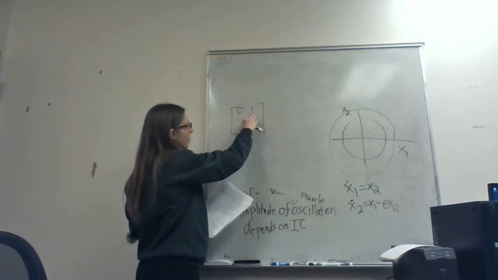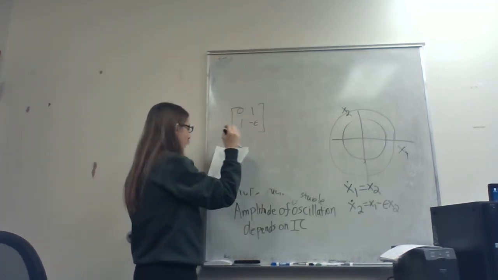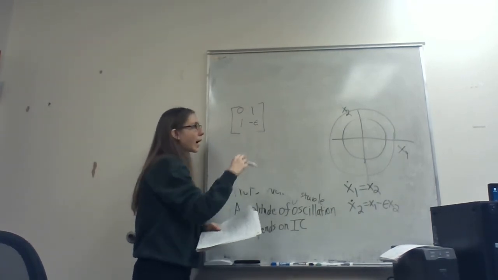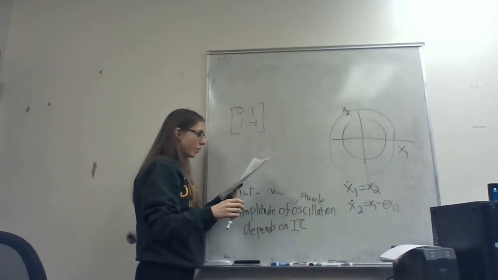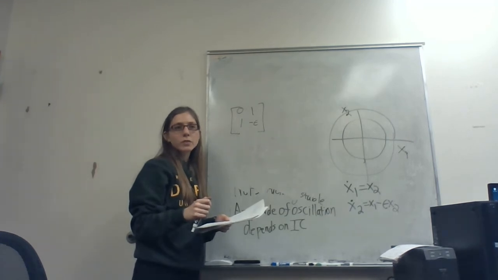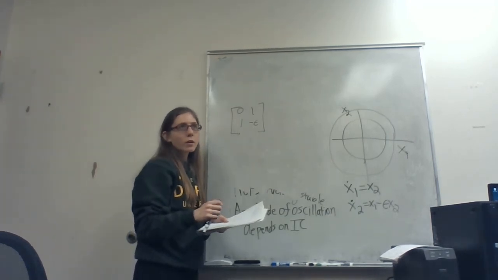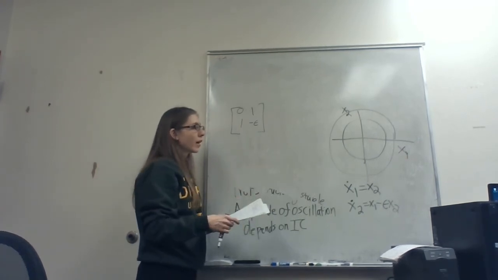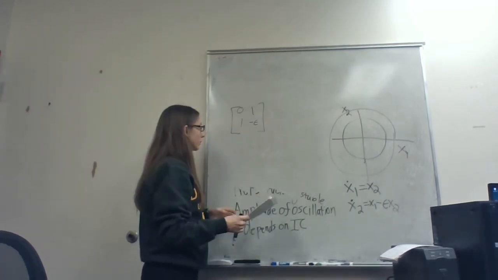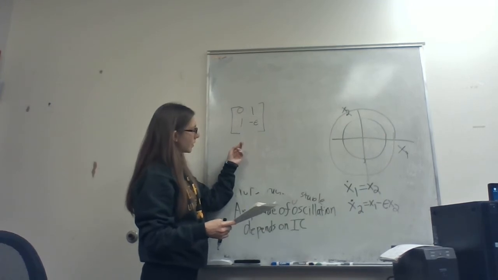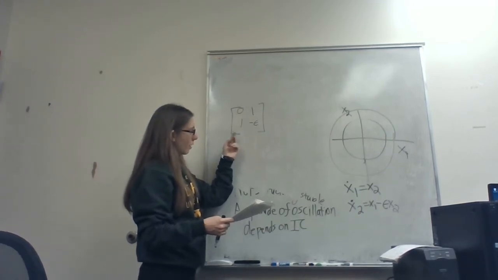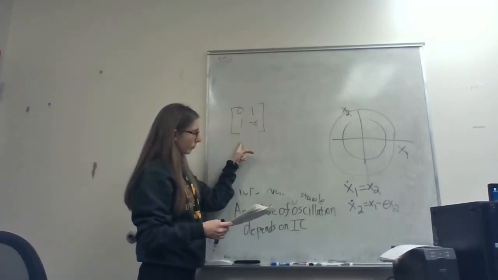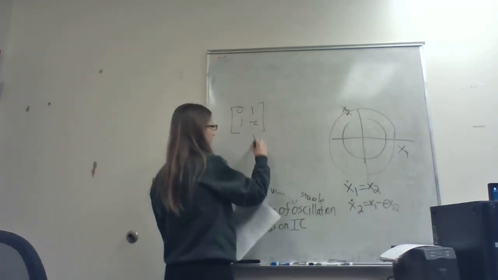So now you have 0, 1, 1, negative epsilon. What happens is if you were to find the eigenvalues, then it would no longer give you ones that are on the imaginary axis, so that you don't get just oscillation anymore. You would get a solution that either, in this case, I don't know if it goes away from the equilibrium or if it goes toward it. But things like this would happen.